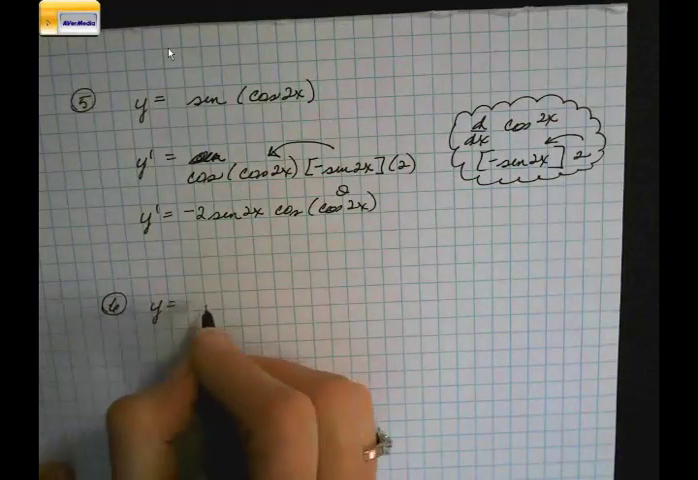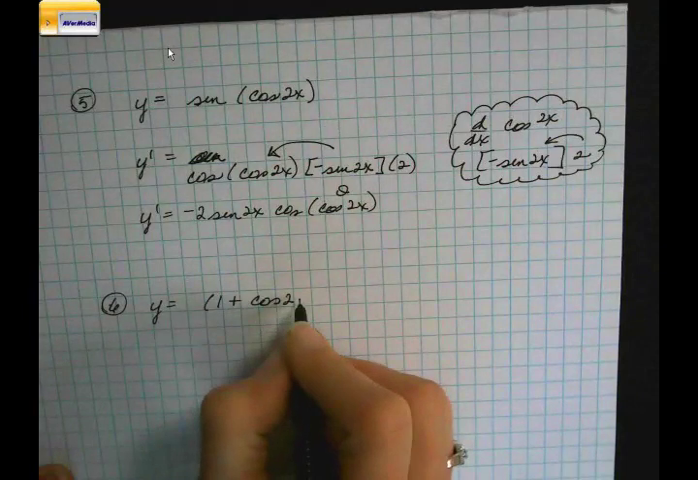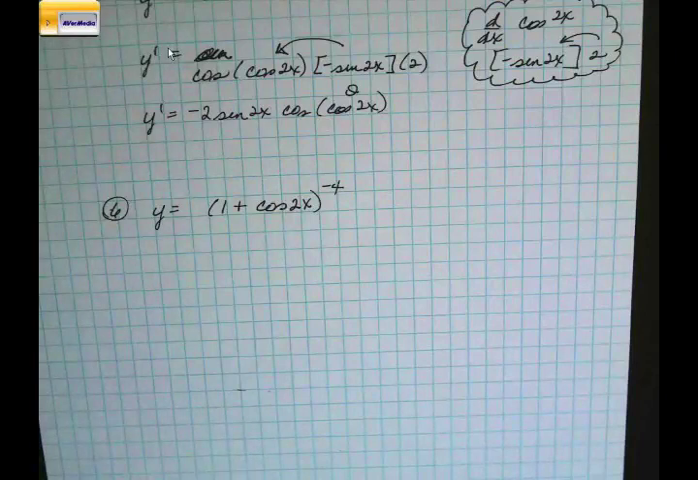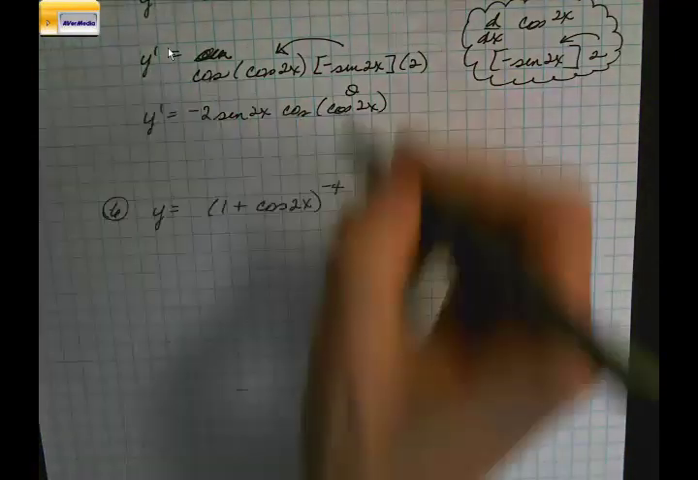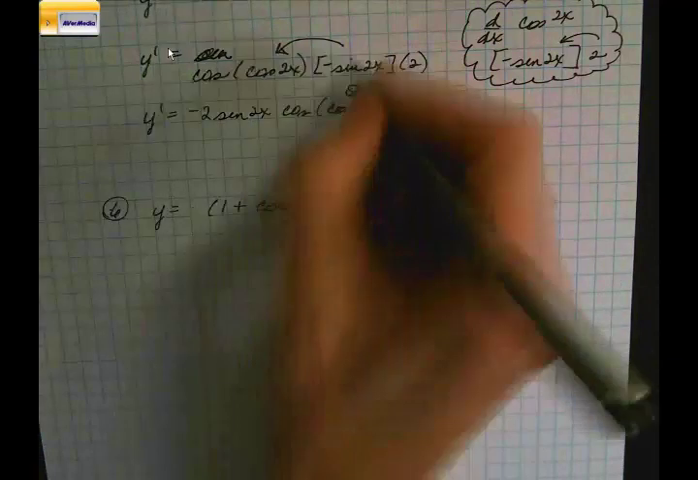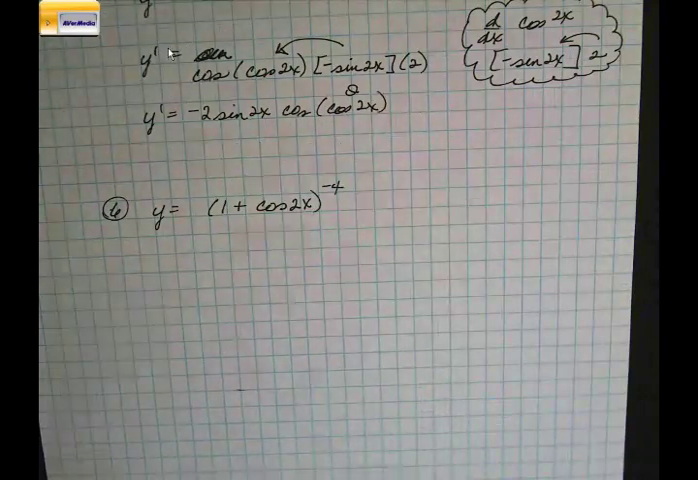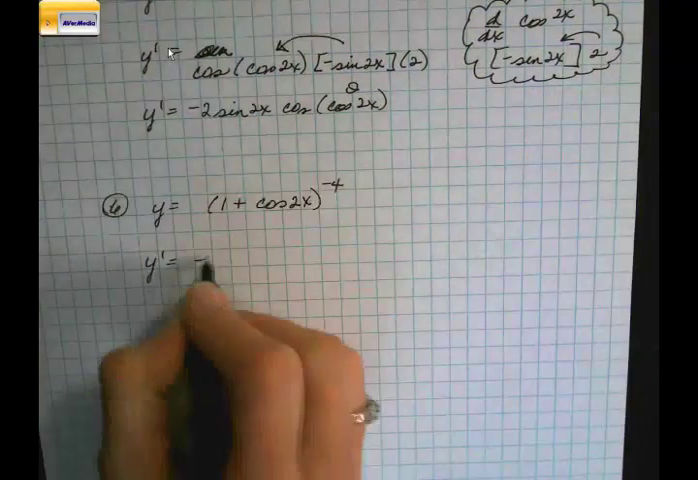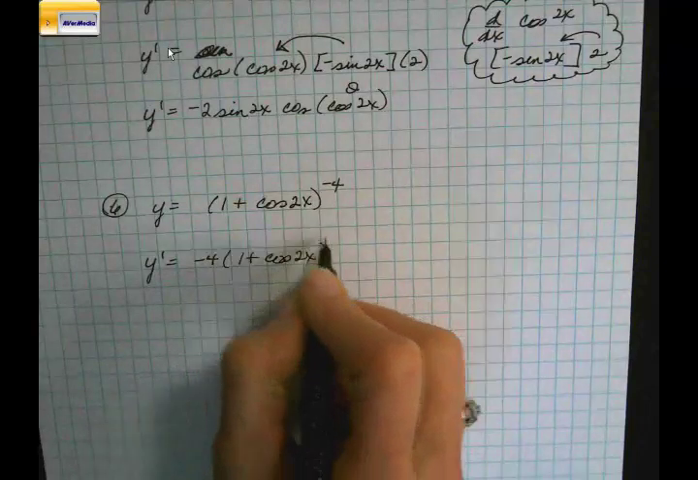Okay, suppose we have this one. y equals 1 plus cosine 2x to the power of negative 4. Now what? This is like both chain rules: the chain rule before the trig function and the chain rule after the trig function. So the first derivative, pull the negative 4 out front and decrease the negative 4 by 1.